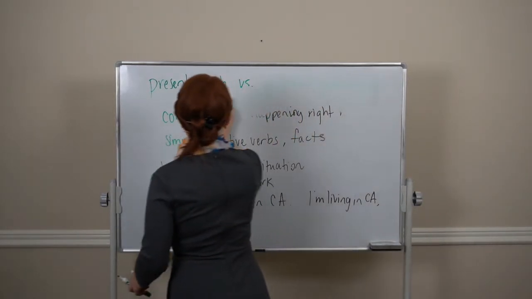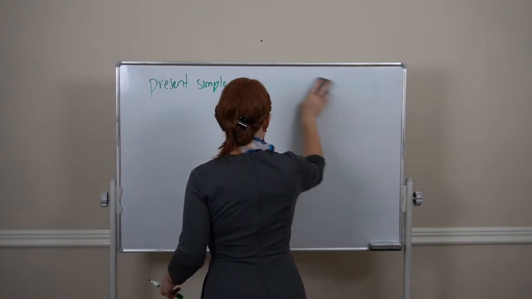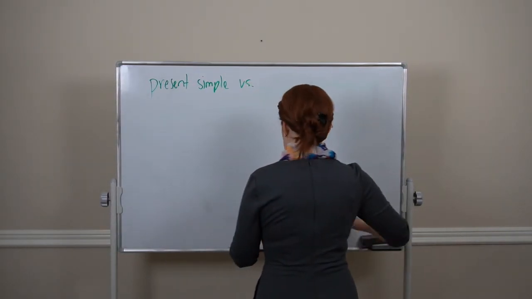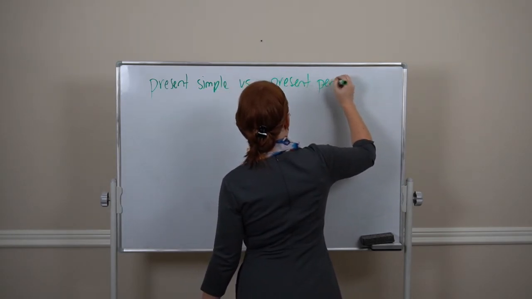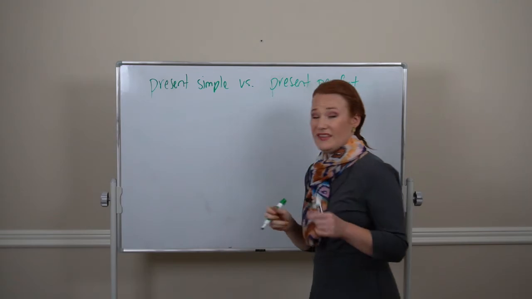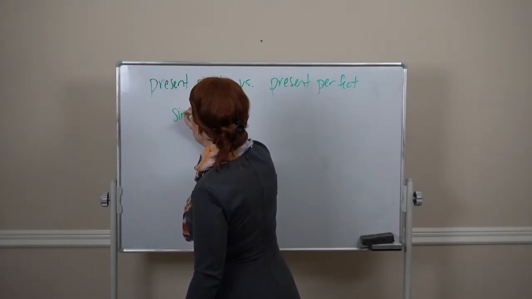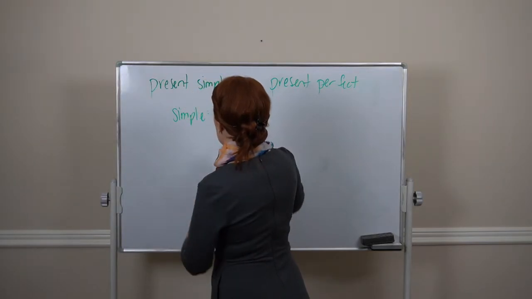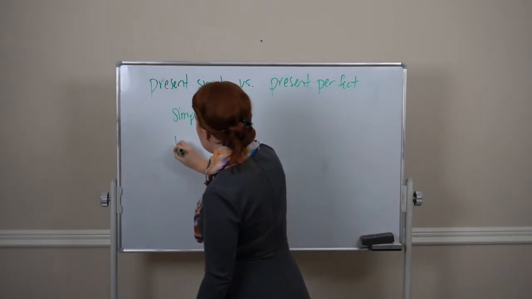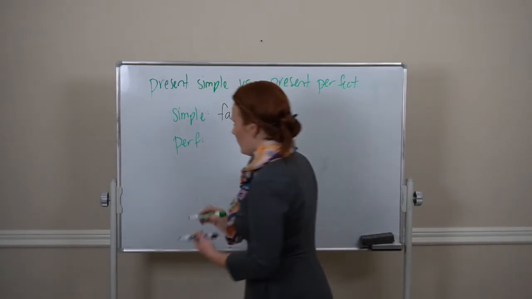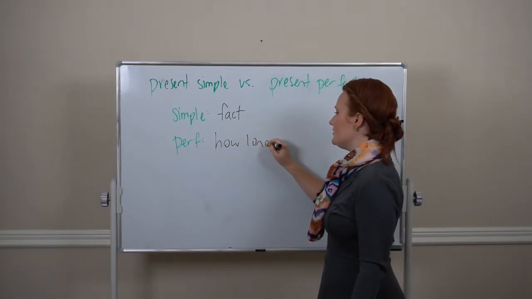Next up is present simple versus present perfect. All right, these ones have a very clear divide this time, okay? Simple, we're going to use for stating a fact, and perfect, we're going to use if we want to say how long that fact has been true.